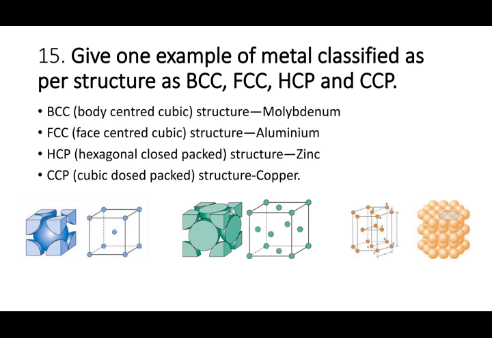Then the next two diagrams are FCC, face centered cubic. It is found in aluminium. The 6 atoms at the faces and 8 atoms at the corners. Such structure is known as FCC. Then HCP, the last two diagrams, that is hexagonal close packed structure. That is found in zinc. And the last one, CCP, that is cubic close packed structure. It is found in copper.